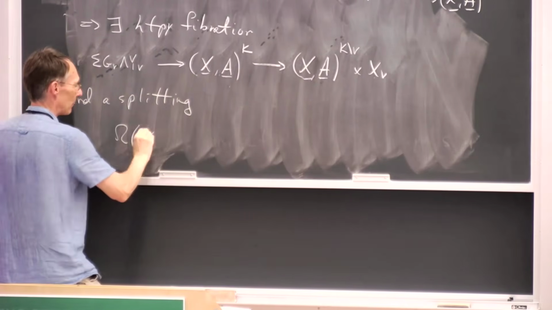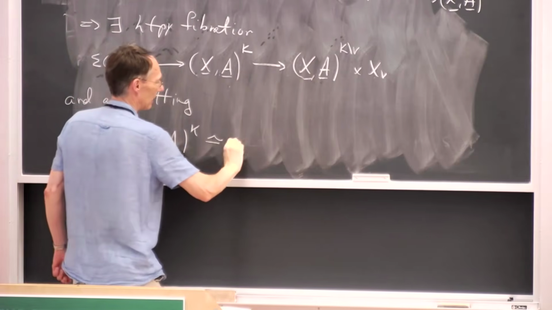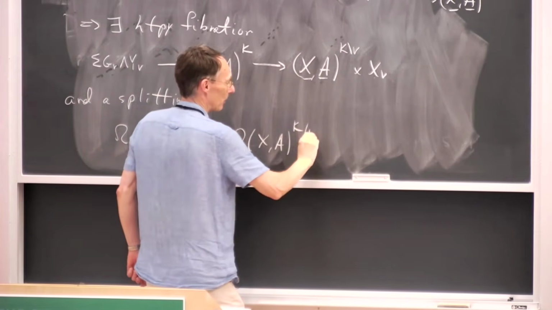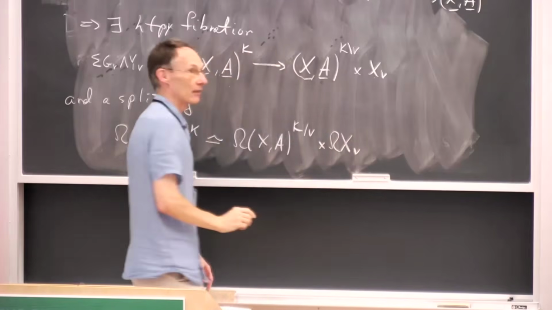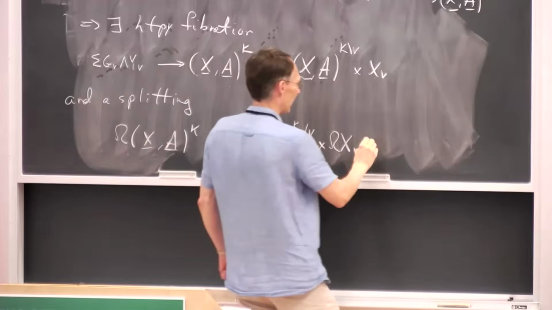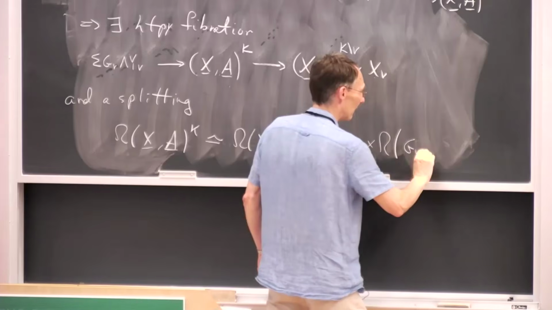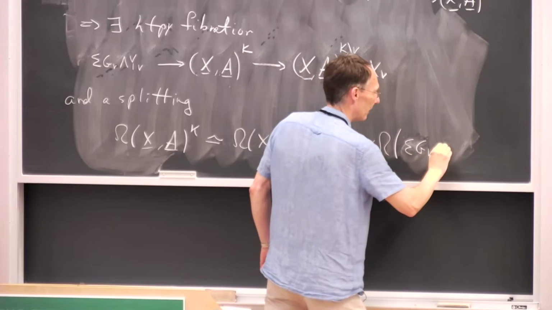So the loop of the polyhedral product is the loop of the polyhedral product for the restriction, crossed with the loop on the component coming from the vertex V, crossed with the loop on the suspension of G smash Y.